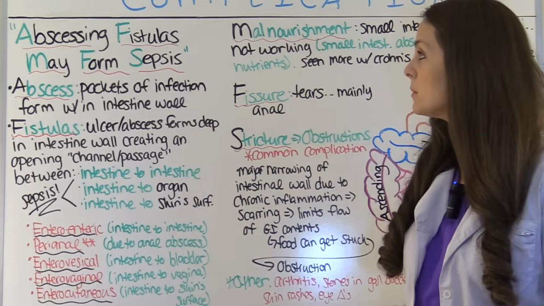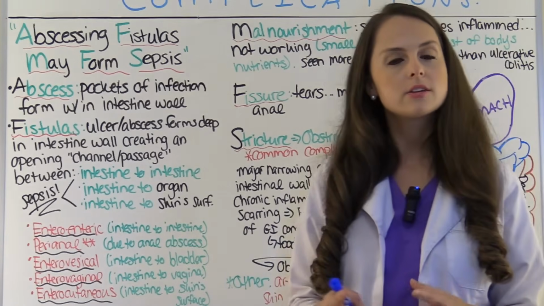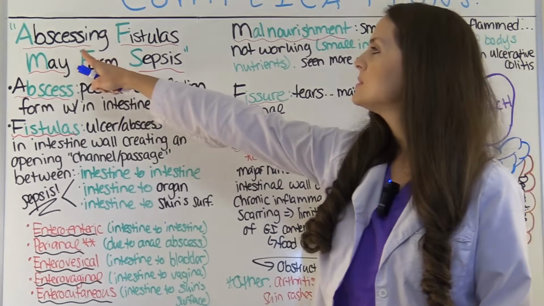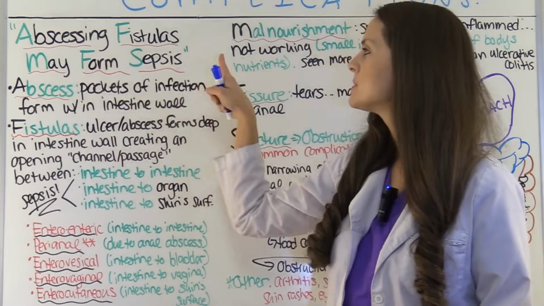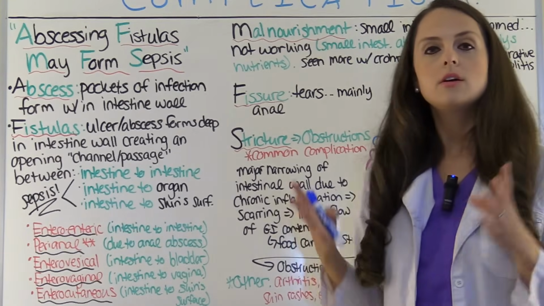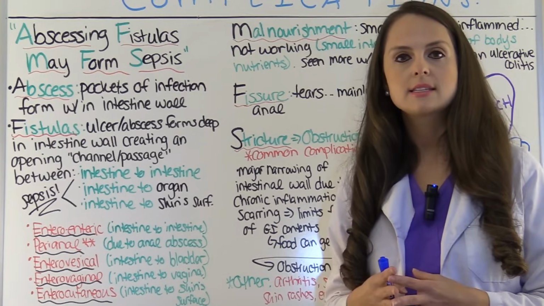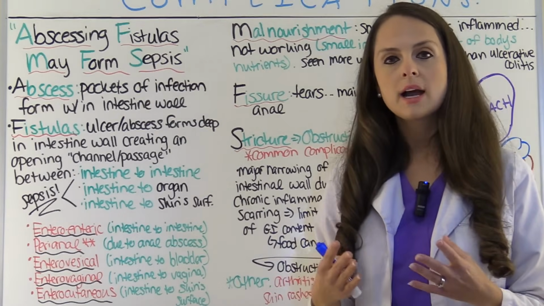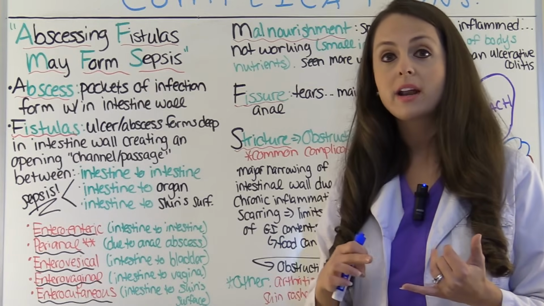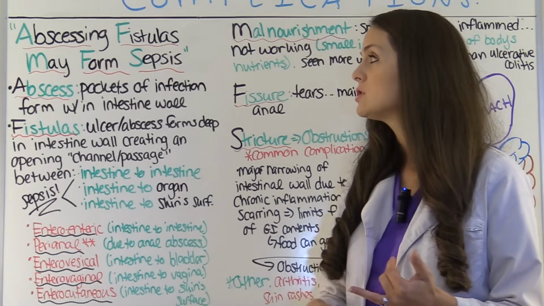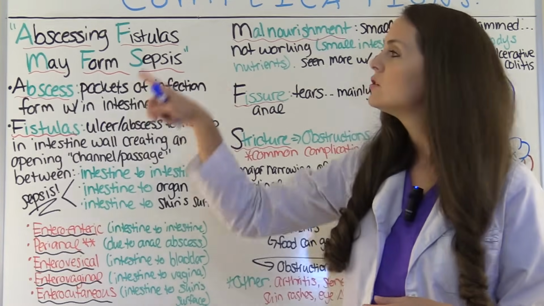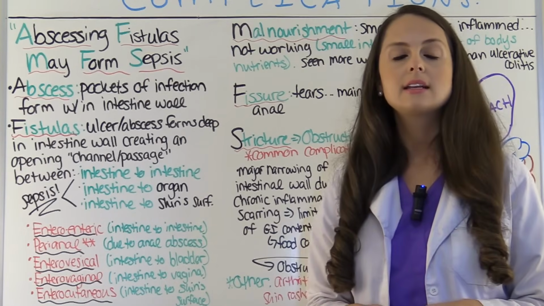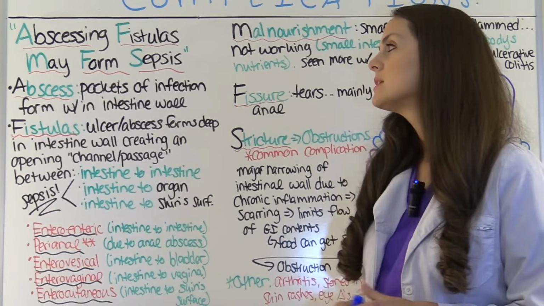So to help you remember the complications, because there's a couple of them, remember this mnemonic. Abscessing fistulas may form sepsis. This mnemonic helps you remember a couple things. Each letter will refer to a complication, but it reminds you that with Crohn's, we're going to have issues with abscesses and fistulas, which can lead to sepsis. And sepsis is where the patient has an infection, and it can lead to death. So let's go over the first one.